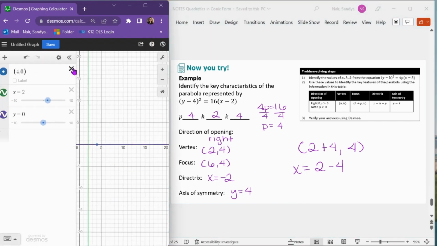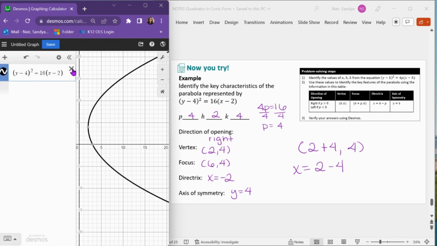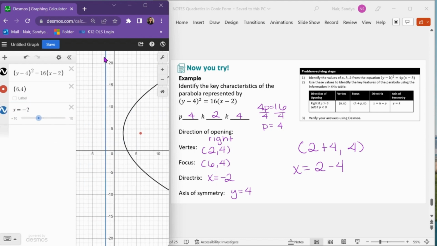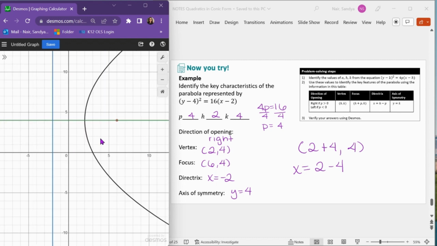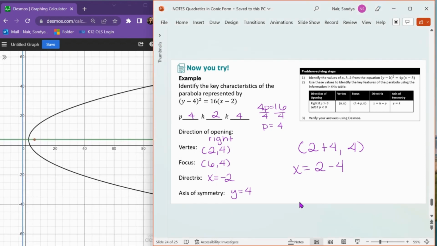Once again, we can always use Desmos to verify our answers. So we can do y minus 4 squared and then say that equals 16 times x minus 2. Okay, so you can see here's our parabola. It does open to the right, like we said. If we click on the vertex, you can see that it is at (2, 4). The focus will be at (6, 4). And then the directrix will be x equals -2. You can see that is on the outside of that parabola. And then if we do the axis of symmetry, you can see that y equals 4 does divide this parabola in half. Okay, so there's all the information about this parabola.